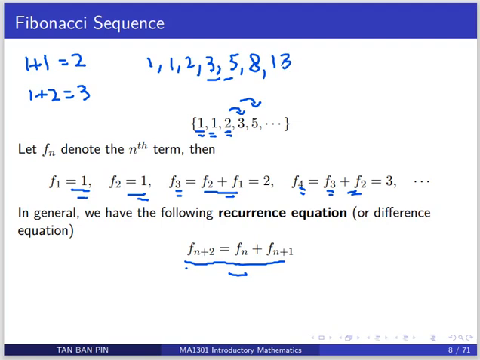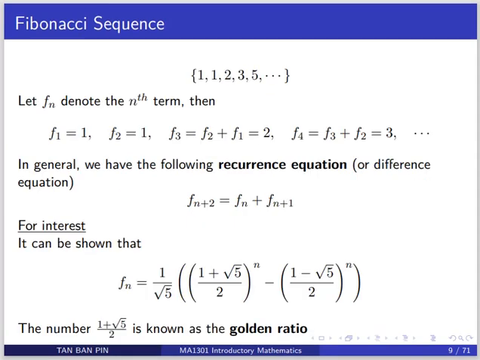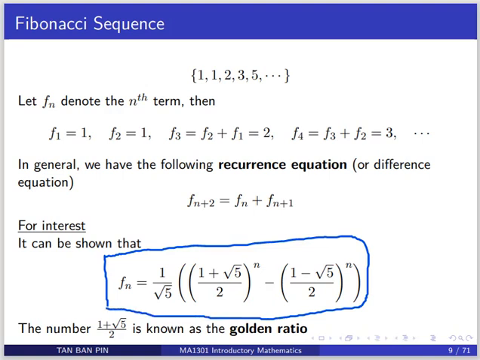So a sequence can be defined using an equation. And it turns out that we have methods to solve this type of equation. And this is the answer. This is the general formula for Fn in terms of n. For this course, we will not be looking at how to solve this type of equation. But if you do a higher level maths course, MA2214, you'll learn how to solve this type of equation.